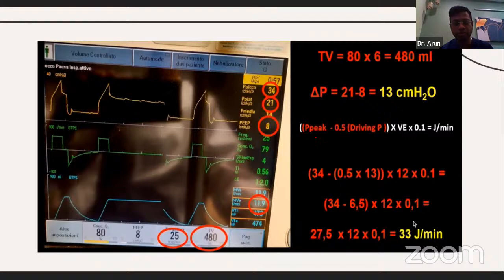This is the formula for mechanical power: P peak minus half driving pressure, times minute ventilation, times 0.098. For calculation purposes, we made it 0.1. So 34 is the P peak here, minus half, that is 0.5, times the driving pressure of 13, multiplied by 12, that is minute ventilation. Here it is 11.9, taken as 12, and 0.098 taken as 0.1. If you calculate this, you get 32 joules per minute. That is this patient's mechanical power.